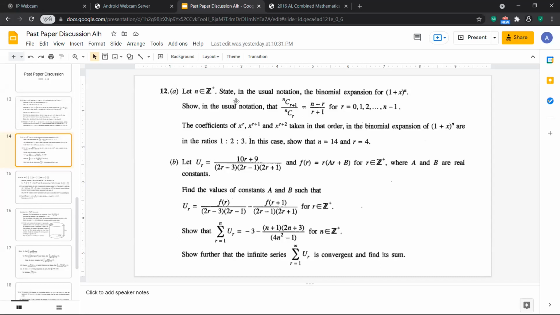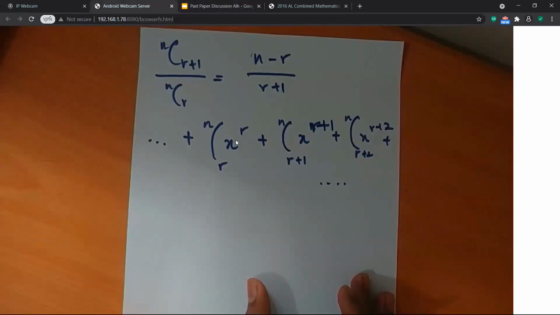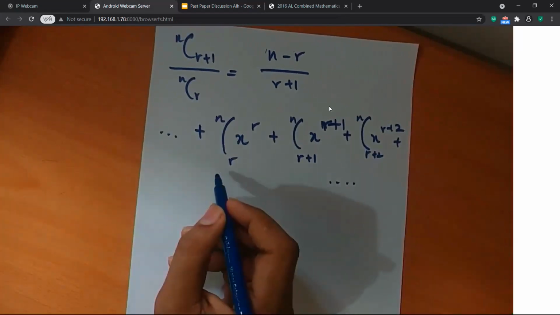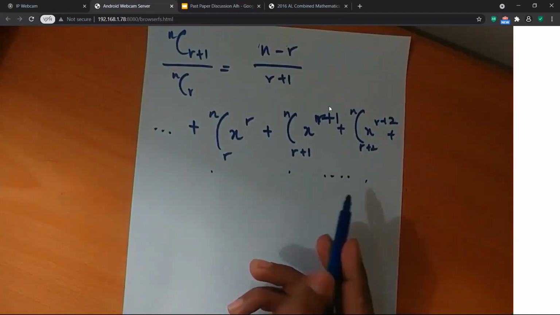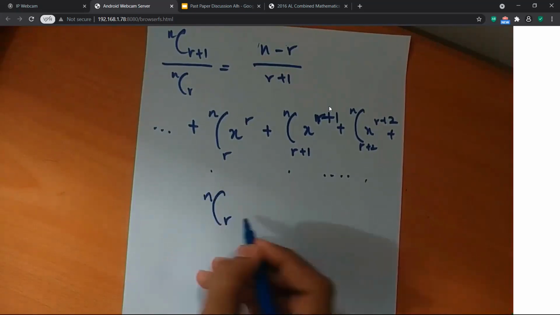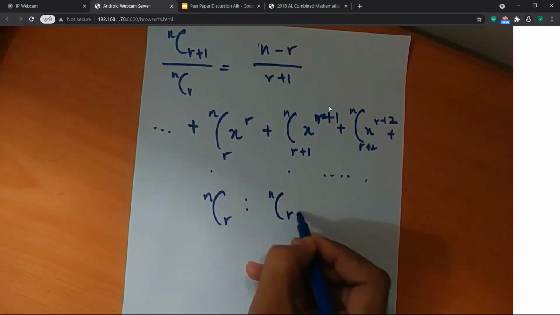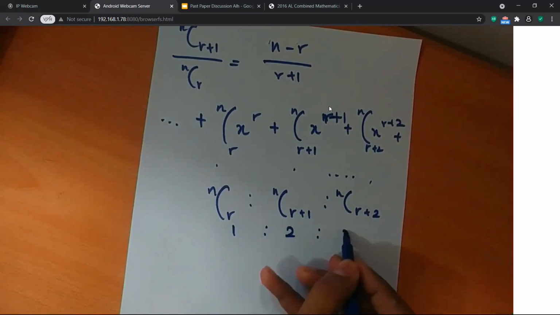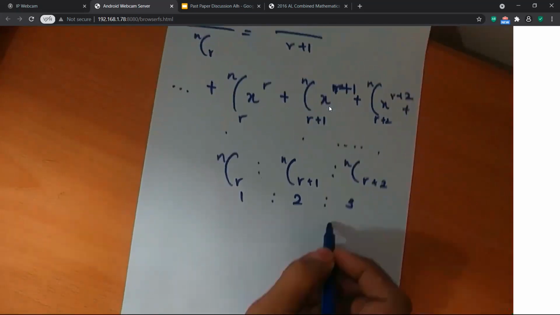Now they have given that the coefficients of these in order of the binomial expansion are in the ratio 1:2:3. So what is the coefficient of x^r? nCr. What is the coefficient of x^(r+1)? nC(r+1). Coefficient of x^(r+2)? nC(r+2). So the ratio of this to this to this is 1:2:3. So I'll write nCr is to nC(r+1) is to nC(r+2) is 1:2:3.